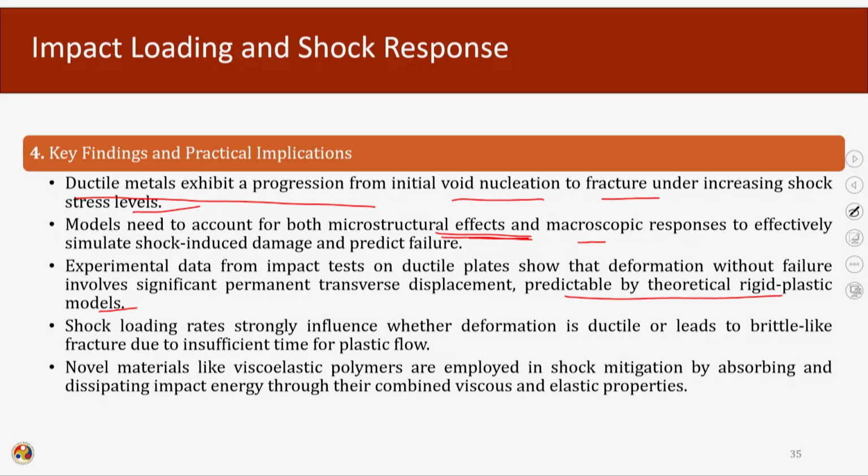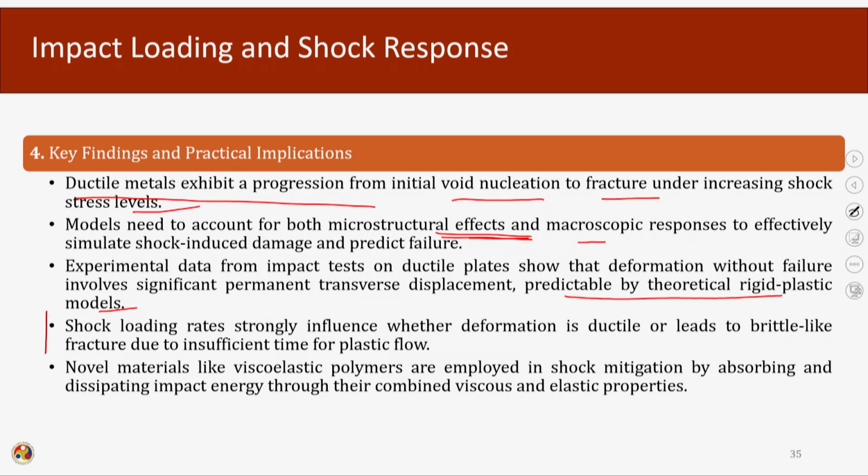Shock wave loading rates influence the deformation pattern, whether it is going to be a ductile type of failure or it will go into a brittle like fracture regime. So, the modeling of the shock wave is also important.